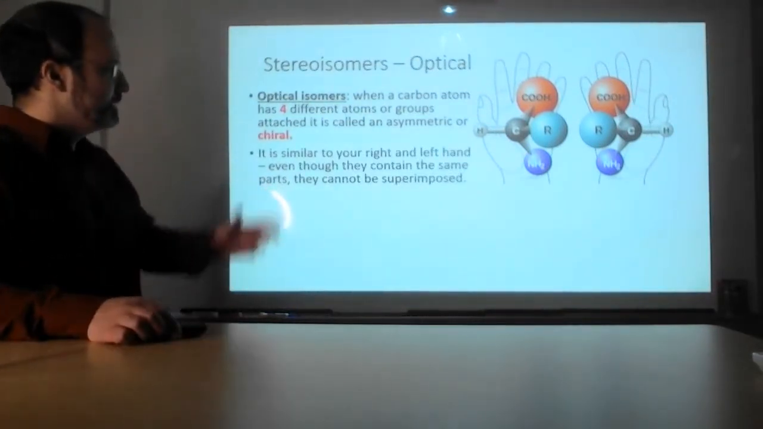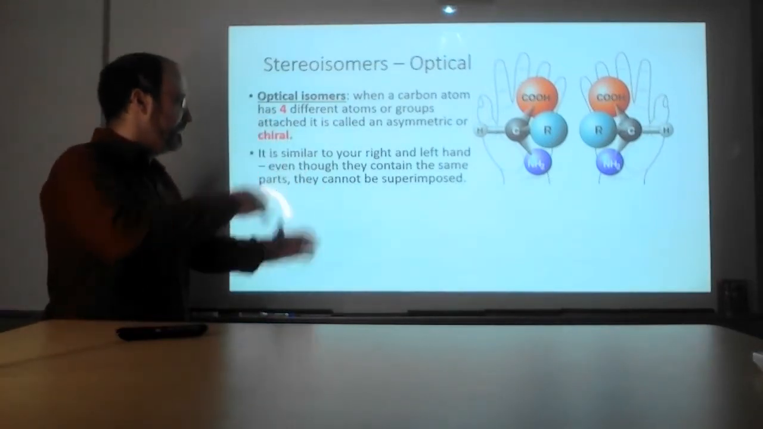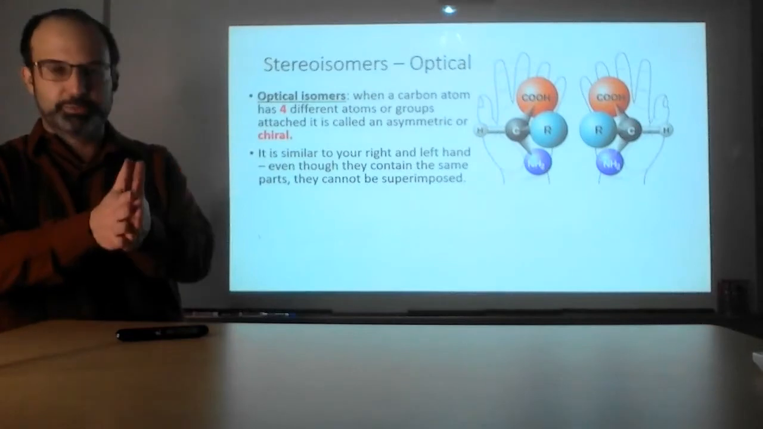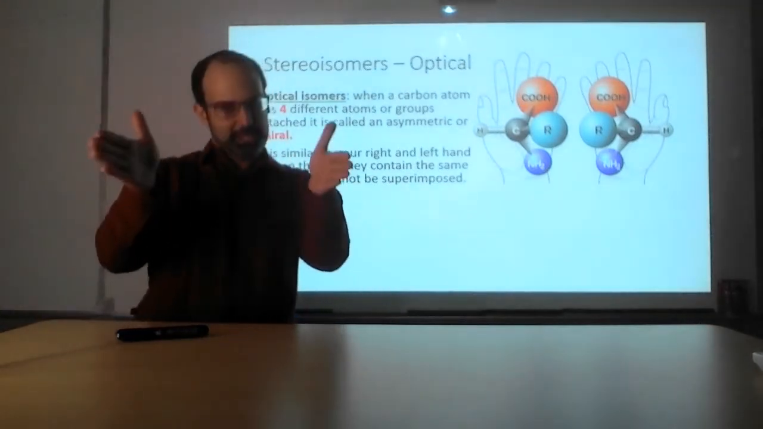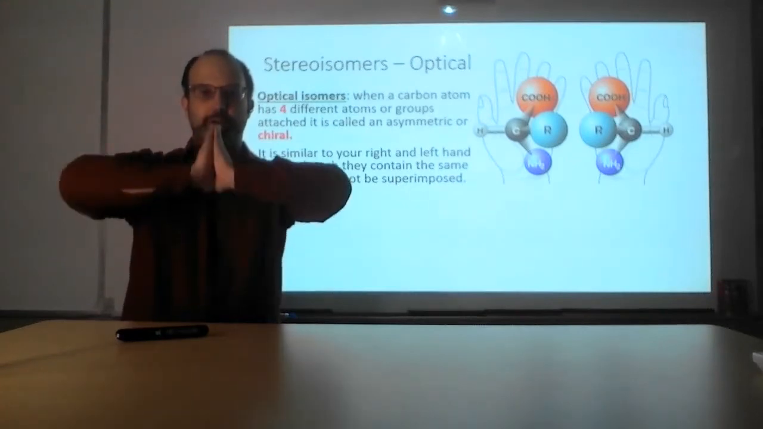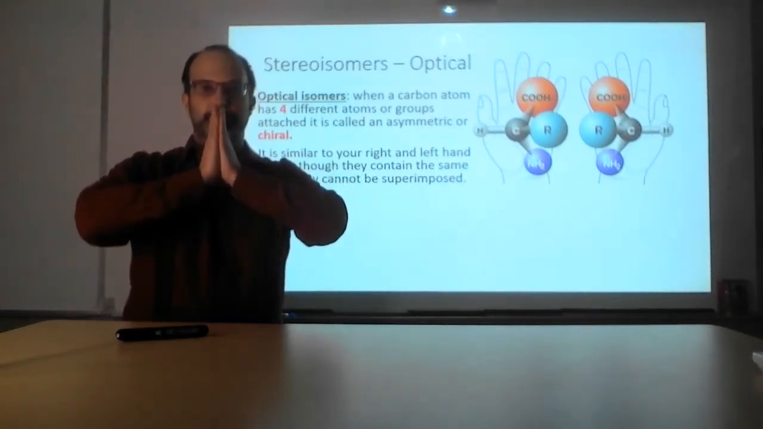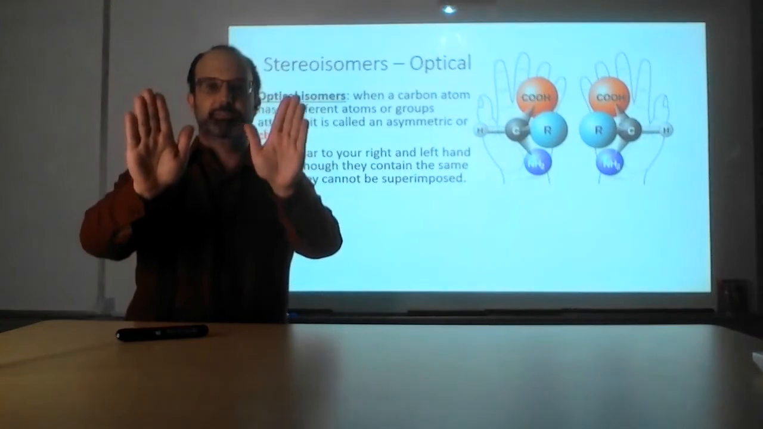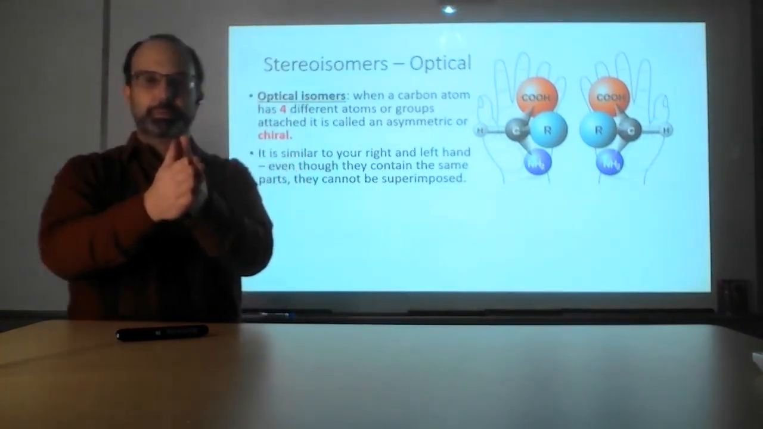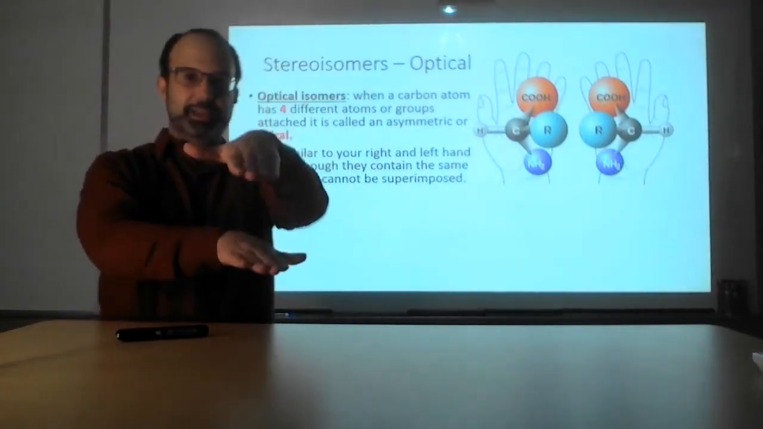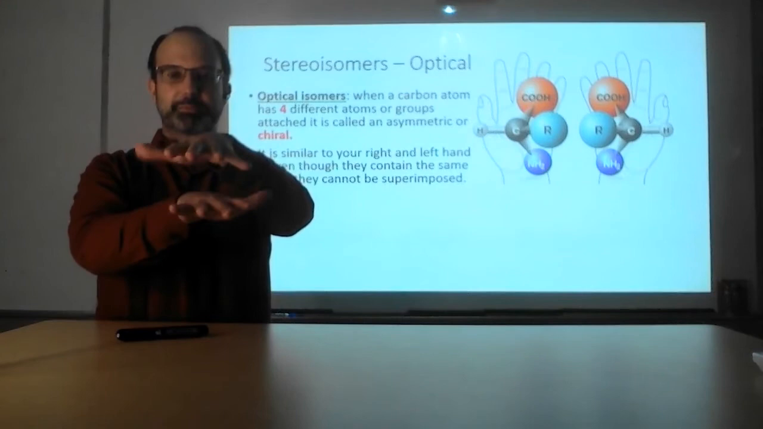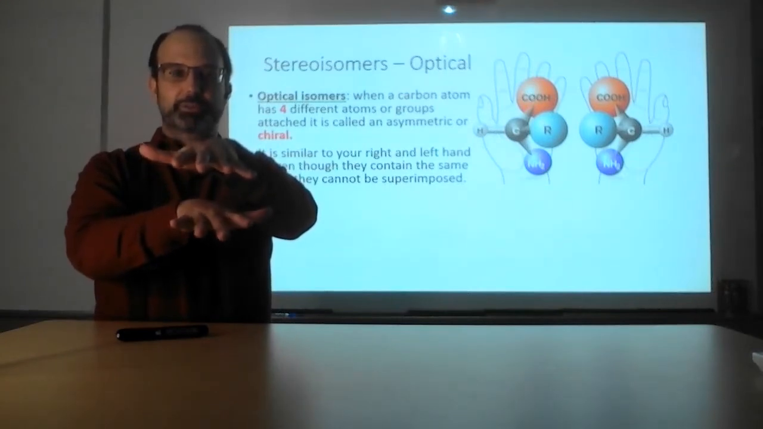It is similar to your right and left hands. Even though they contain the same parts, you cannot superimpose them. I can't put them over top of each other. What I mean by that is I can do this, right? Thumbs are in alignment, fingers are all in alignment, palms are together. But the 2 insides of my hands are facing each other. I cannot put it so the back of my hands are facing the same way and have all my fingers line up, right? My thumbs are on opposite sides now.